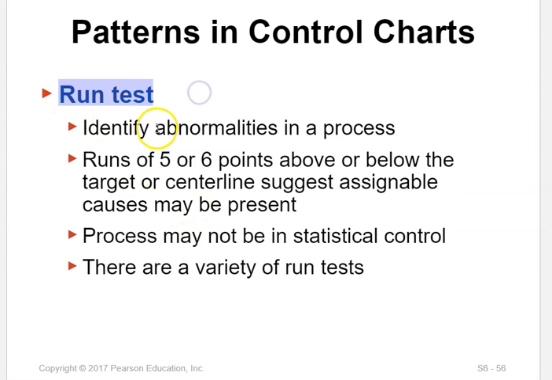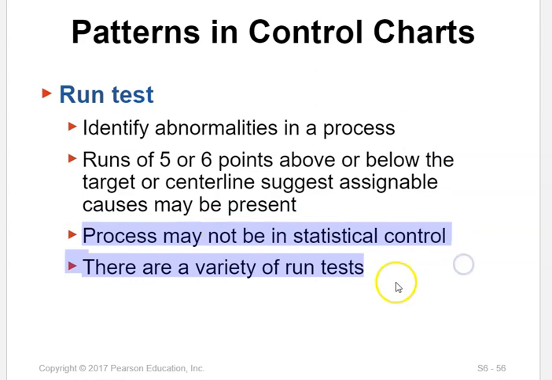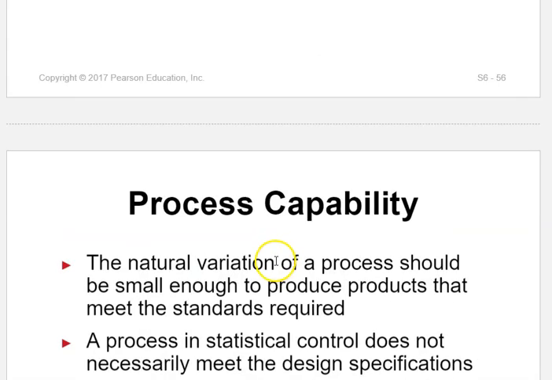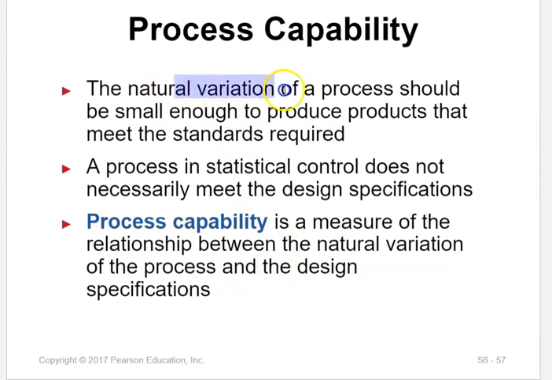So run tests identify abnormalities in a process. A run of 5 or 6 points above or below the target, or center line, suggests assignable causes may be present. The process may not be in statistical control. There are a variety of run tests. And the natural variation of a process should be small enough to produce products that meet the standard required. So we're talking about process capability here, okay?